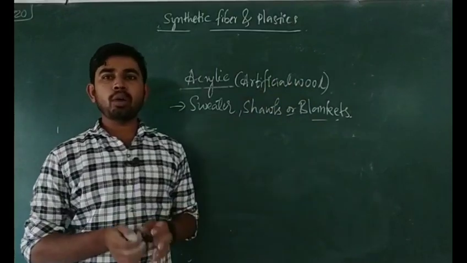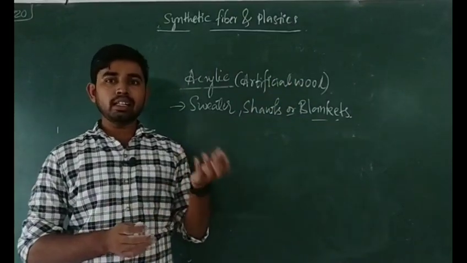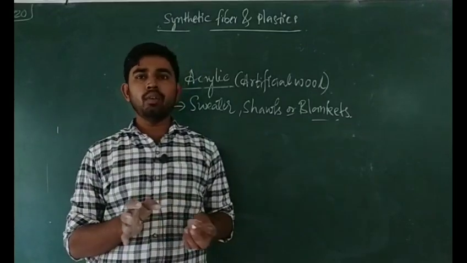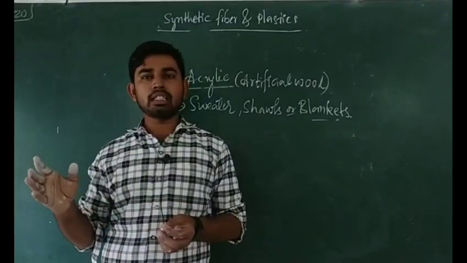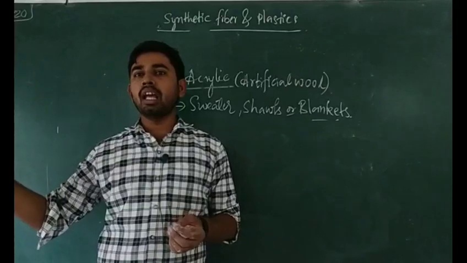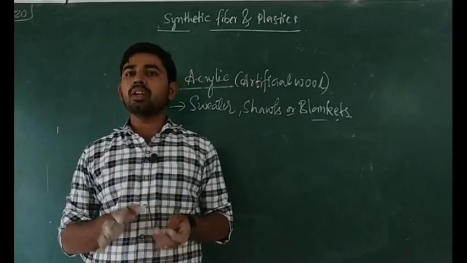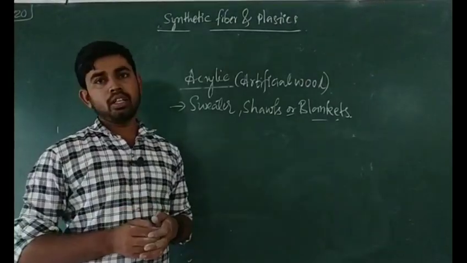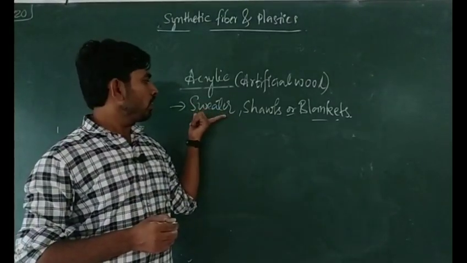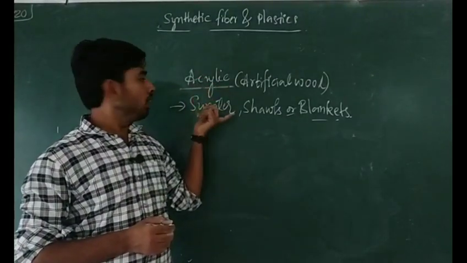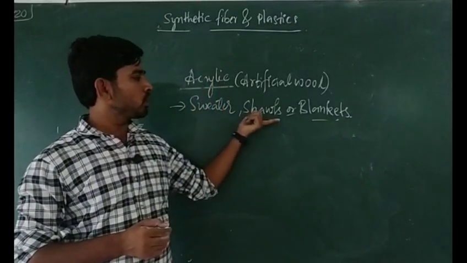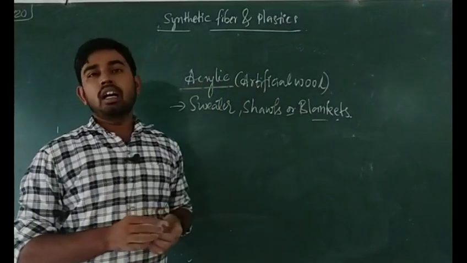So as we know the properties of wool, like heat resistance, like air resistance. Normally we can see different kinds of blankets or shawls which are prepared from animal wool. Normally we wear them in the winter season. Given this application, we can prepare sweaters by using acrylic, or we can prepare shawls and blankets by using acrylic.